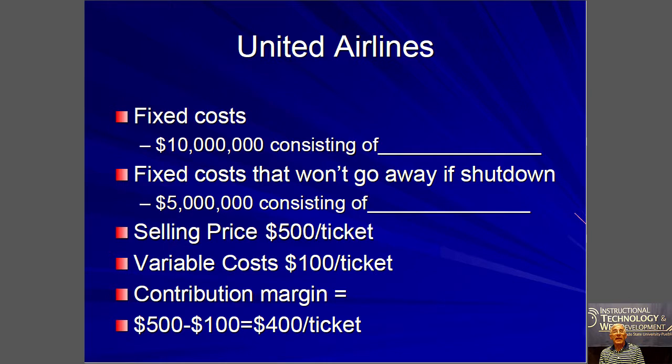Let's say the airline decides to shut down. United says we can't keep hemorrhaging. Let's just throw in the towel and shut down. Which costs won't go away? Well, will the leasing company say, okay, we'll take the plane back, we'll cancel the lease? Of course not. The leasing company is going to say, you keep mailing us your $10 million per year lease until the lease is over. That's one example of a fixed cost that if they shut down would not go away.